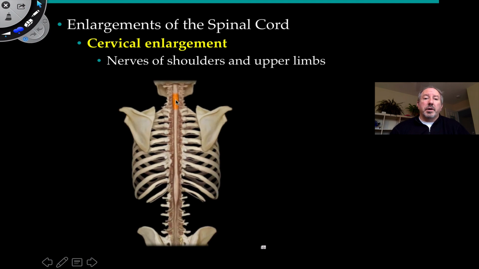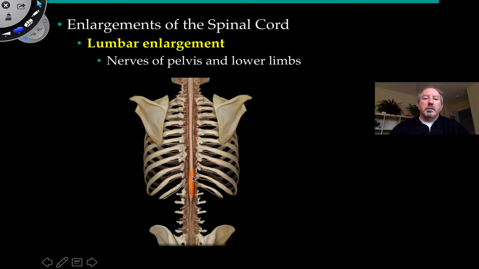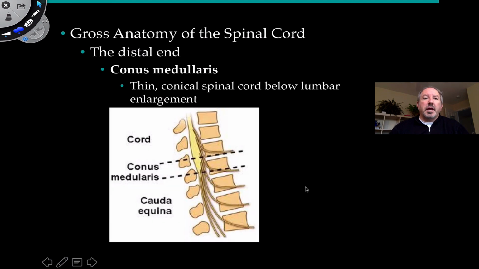You could see it a little bit better in this picture. Here's what's known as the cervical enlargement right over here, which makes up the nerves of the shoulder and upper limbs, as I was saying before. And then down here, you can see this lumbar enlargement, which makes up the nerves of the pelvis and lower limbs right in here.